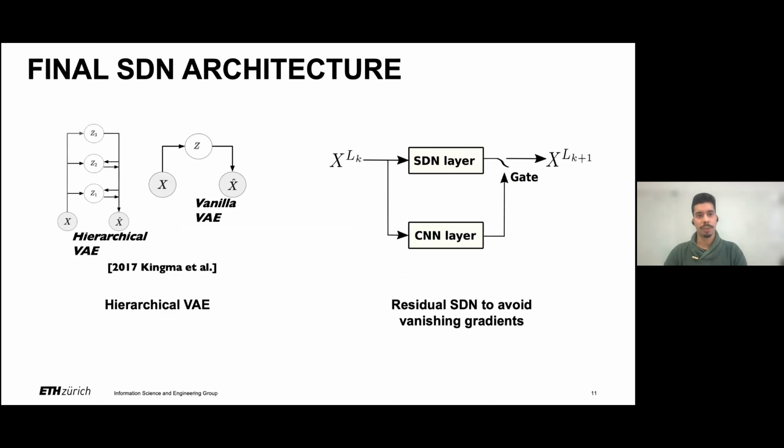So the final SDN architecture will have 2 additional main components that were needed to improve the performance. The first one was already an established work, which uses a hierarchical structure for the latent feature vector, so a hierarchical VAE. And then we also included a CNN layer with some gating to avoid the vanishing gradient problem.